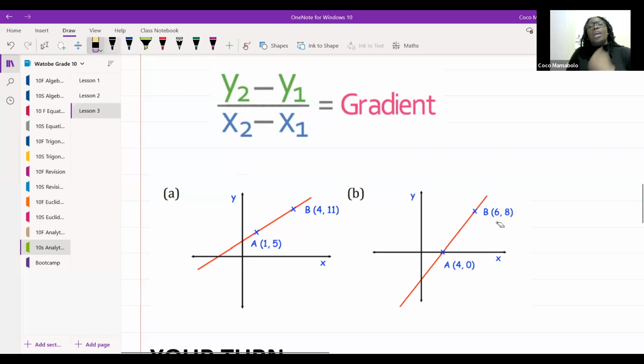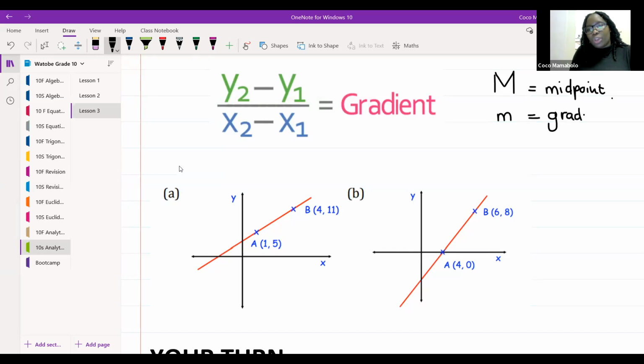When we're calculating the gradient, remember that when we did the midpoint, we used a capital letter M. Capital letter M is for midpoint. Now, small letter m is for gradient. So we're going to use small letter m for gradient. Just hold on and I'm going to explain. We're going to do something very simple, the exact same thing that we've done in all the other questions, guys.